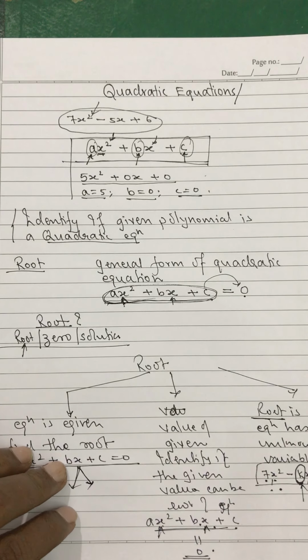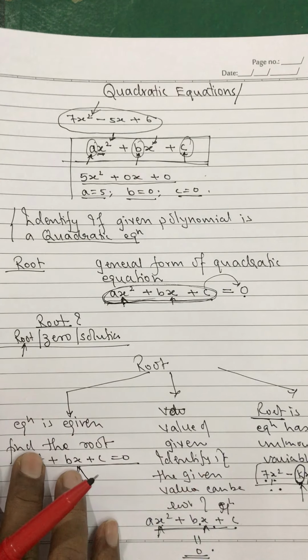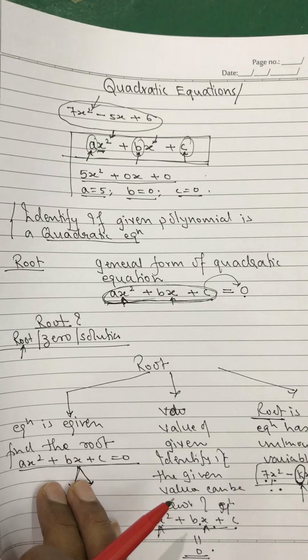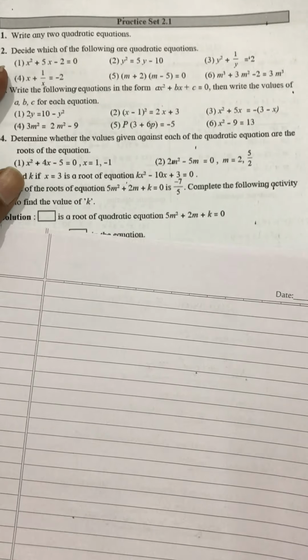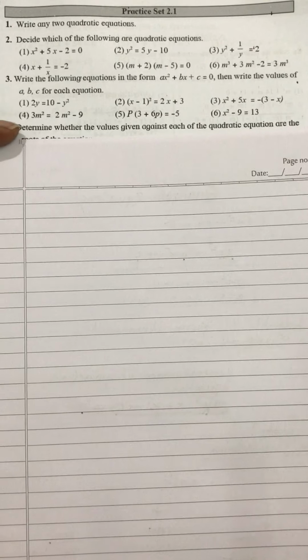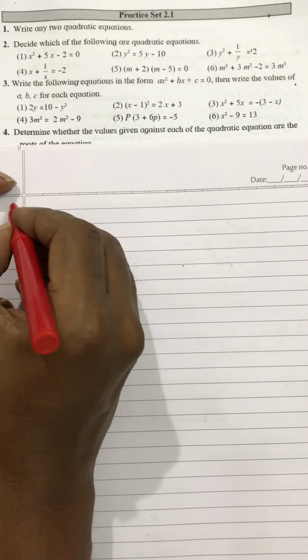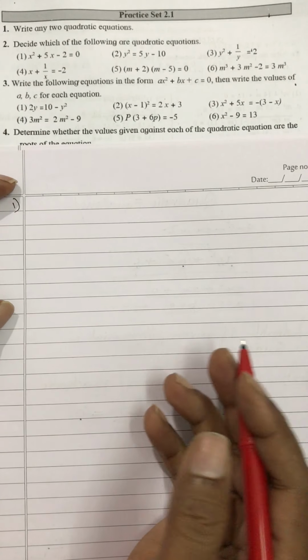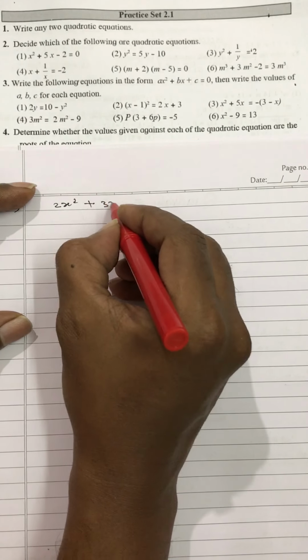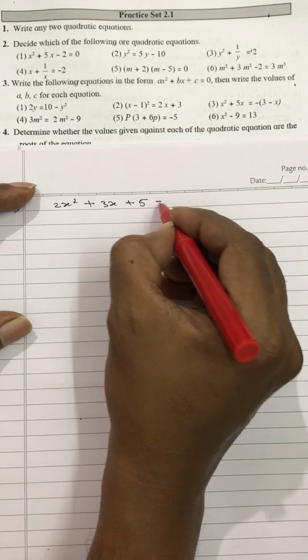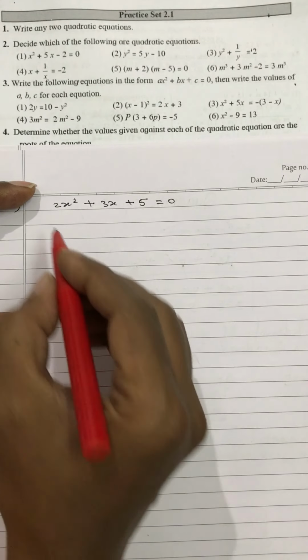If you have understood this, then we can think of going into some questions of quadratic equations. So here is that question. Okay, my dear students, write any two quadratic equations. When they ask you to write any two quadratic equations, you can just take any two quadratic equations. 2x square plus 3x plus 5 is equal to 0. You can take any.